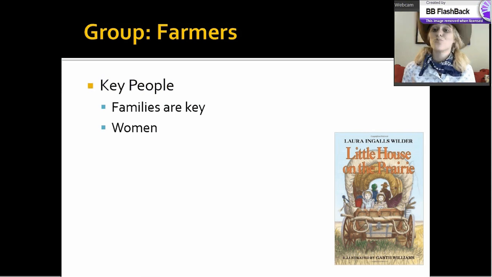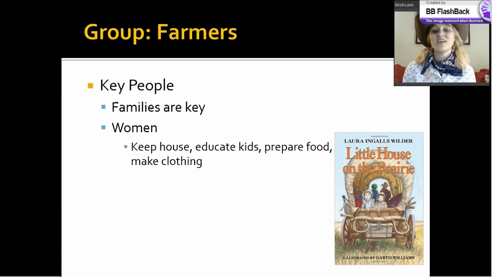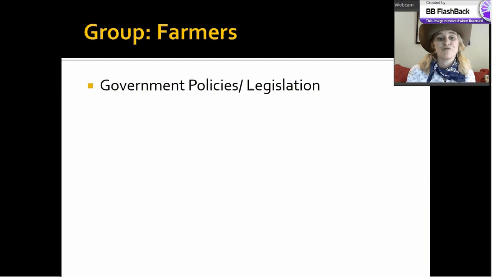And women play a really big role in farms. They keep house, they educate the children, they prepare the food, they make the clothing. Really, they keep the farm running steady. And in fact, if your wife died, you'd probably remarry relatively quickly just to make sure you can keep your farm running. Now, in terms of the government policies, the government was really trying to encourage people to move out west.